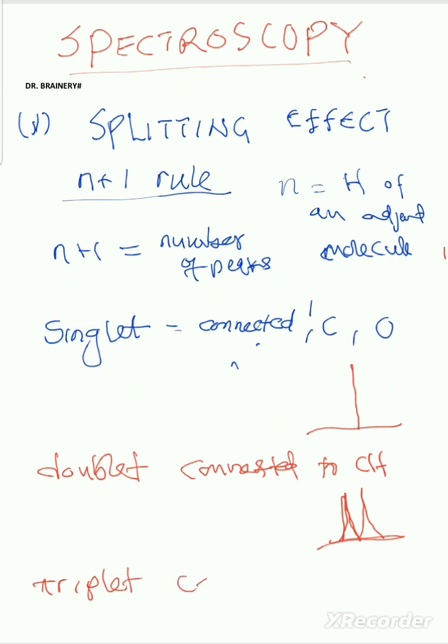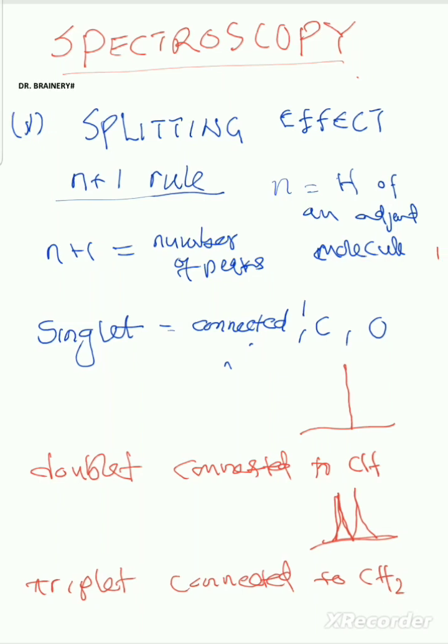Triplet means it is connected to... remember, for n plus 1 to give us 3, we're going to say 3 minus 1 to find the number of hydrogens on the adjacent atom. So it is connected to CH2 like this. It will be shown like this, with these 3 peaks, which is a triplet.